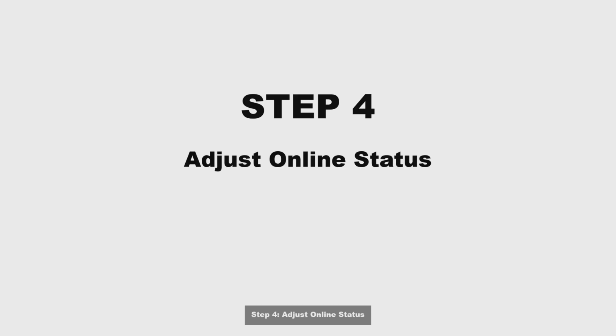Step 4. Adjust online status. Within the privacy settings, find the option related to your online status. You may see options like Show Online Status or Hide Online Status. Select the option to hide your online status.